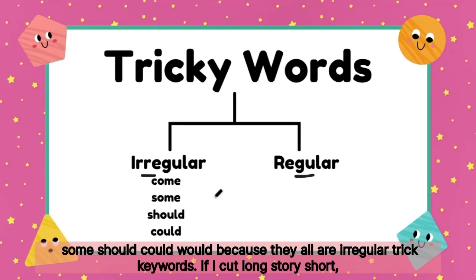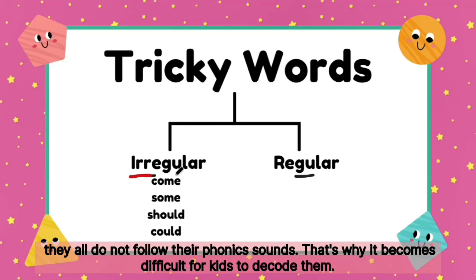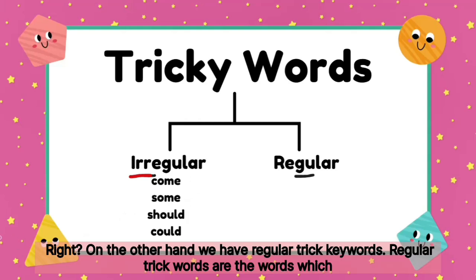If I cut a long story short, irregular words do not follow the phonic sounds of letters. Whatever letters are given here, they do not follow their phonic sounds. That's why it becomes difficult for kids to decode them, right? On the other hand, we have regular tricky words.